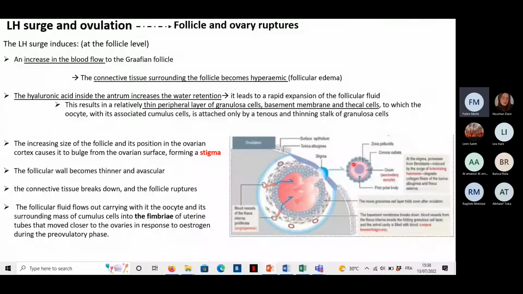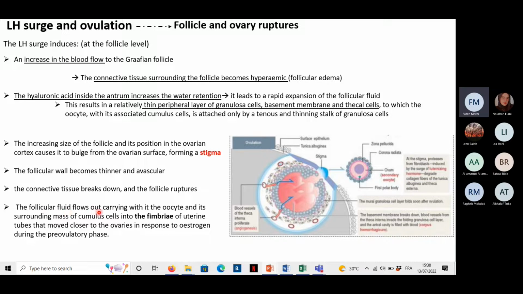So once we have the ovulation or this follicular rupture, we said that we have also some smooth muscle cells in the theca interna, and we have myofibroblasts in the theca externa. Those cells will contract under the action of prostaglandins, and due to their contraction, this will help the oocyte and the fluid to exit the ovary and to go into the fallopian tube.